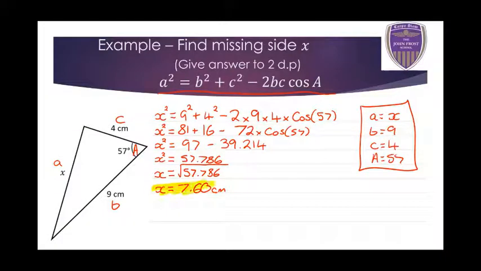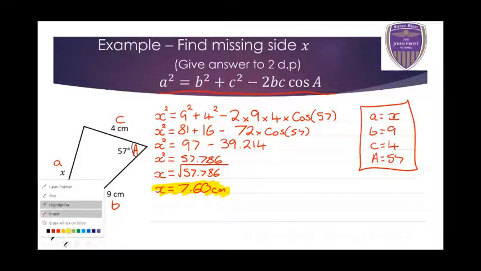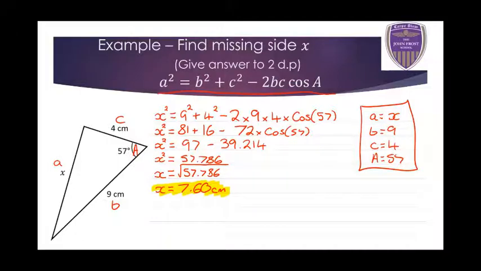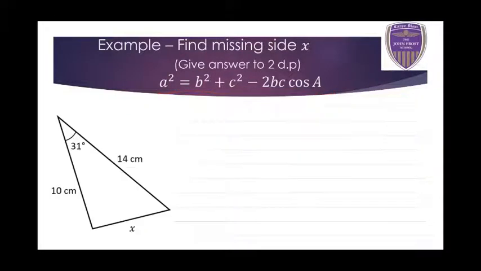Okay, so all we're doing, you need to recognize the parts of the triangle, label up your triangle, write it in a nice neat box over here, and then substitute these values into the cos formula. Okay, one more example.